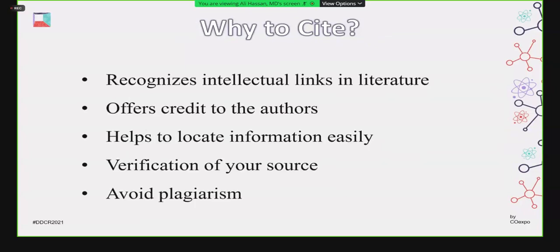So the next question, why should we cite? Citation is an essential part of literature. It recognizes the intellectual links throughout the literature. Citation can be helpful not only when writing research, but also when conducting a research. It acknowledges the amount of research done by a researcher, and it helps a person to locate the information easily.